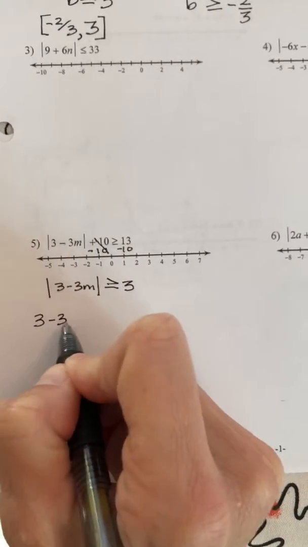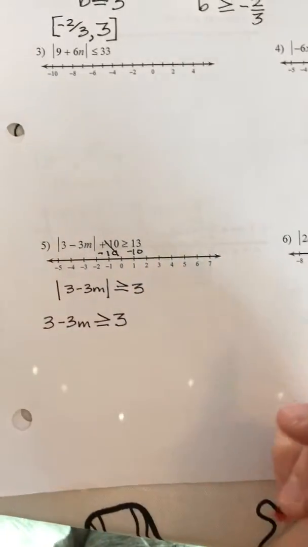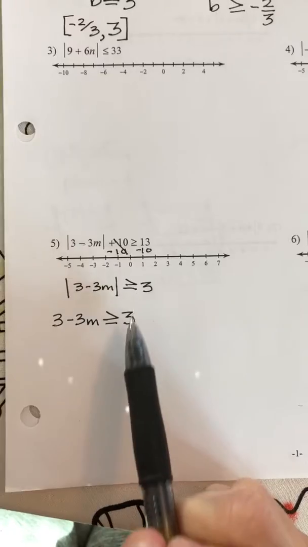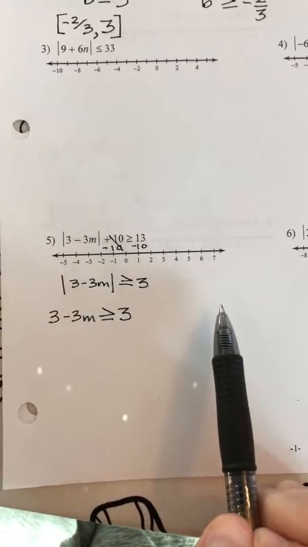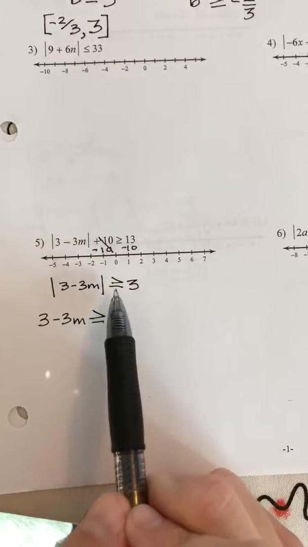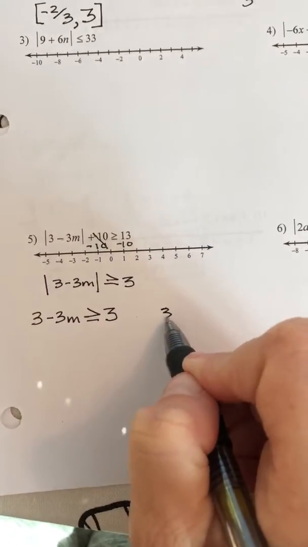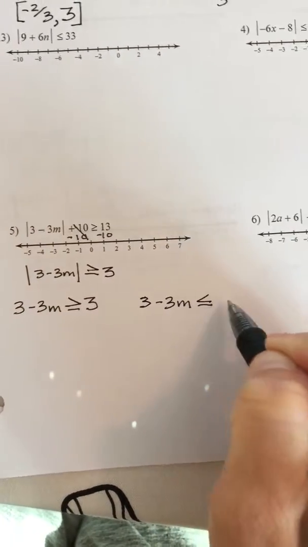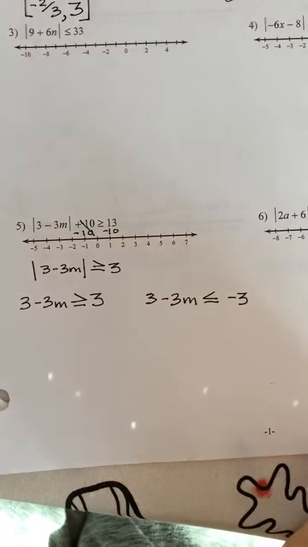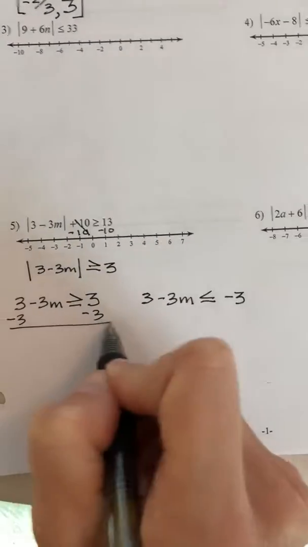One will be 3 minus 3m is greater than or equal to 3. So the only change that you make from here to here is just take away the absolute value bars. And then the second inequality, we're going to make two changes: flip the sign and make this 3 negative. So I'll have 3 minus 3m is less than or equal to negative 3. So we'll go ahead and solve both of these using opposite operations.